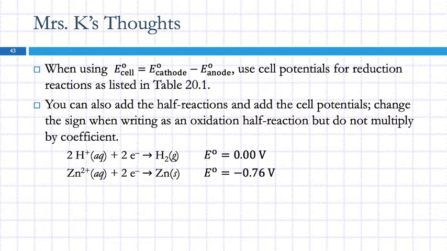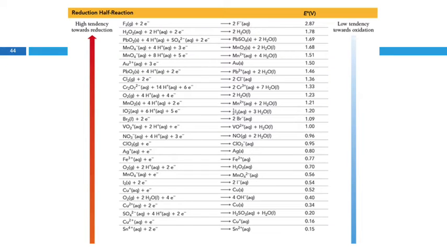Okay, so that's what the book talks about, and that's how a lot of people think about all of this. It never really worked for me. So here are my thoughts. If you want to do this, the potential of the cell is equal to the cathode minus the anode, then you're going to use the cell potentials for the reduction reactions that are listed in the table, this table.